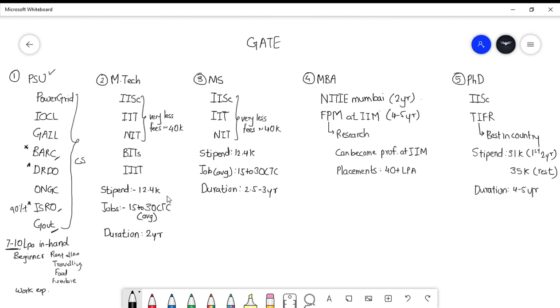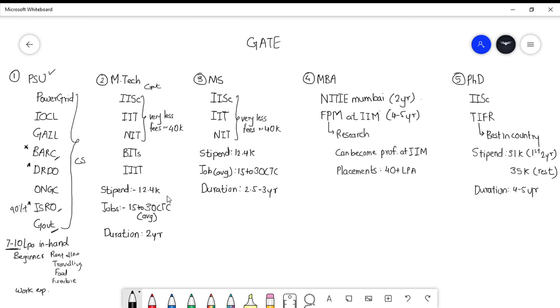Now the second one is M.Tech, which most of the candidates know, and that's the reason they are appearing for the GATE. Here the names of the colleges which I have written are all government colleges. There will be private colleges which will accept GATE scores. Of course BITS is not government, but there are many colleges which will accept the GATE score for admission in the M.Tech.